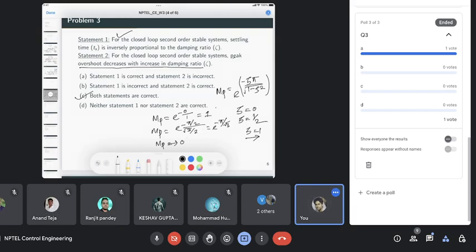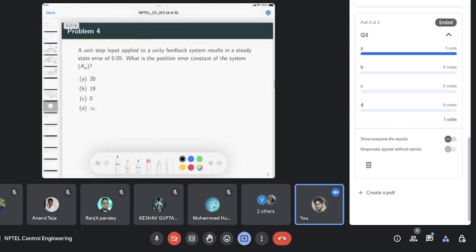Okay, so we can move to the next question again. You have a steady state error given as 0.05 for a unit step input. For a unit step response the steady state error is finite, so the position error coefficient is some value, and you have to determine that. Again, a very simple question.